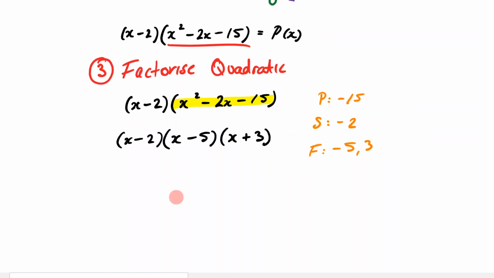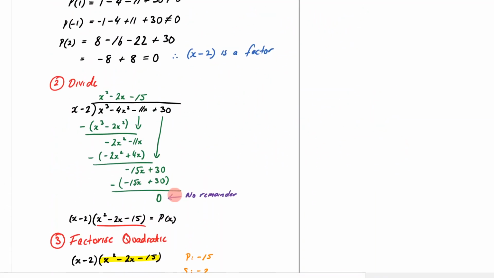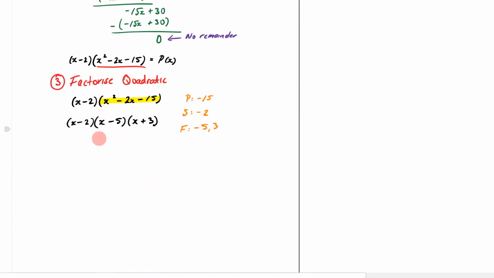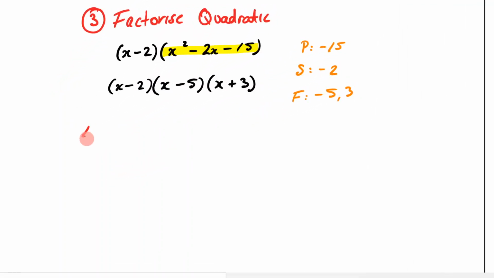Now remember what I said at the very beginning of this question. In order to solve something, you need to factorize it. So we needed to factorize this, and hey presto, we have factorized it. This is really what we needed to do all along. So now our final thing, step 4, is to use our null factor theorem to get our final answer.